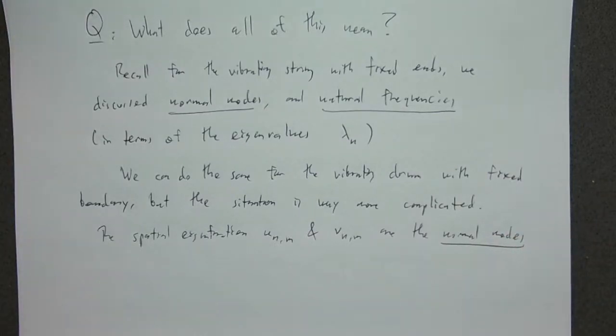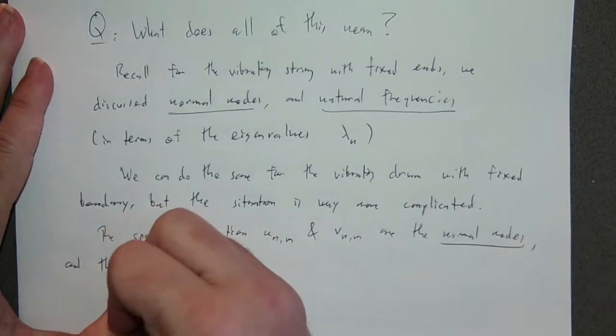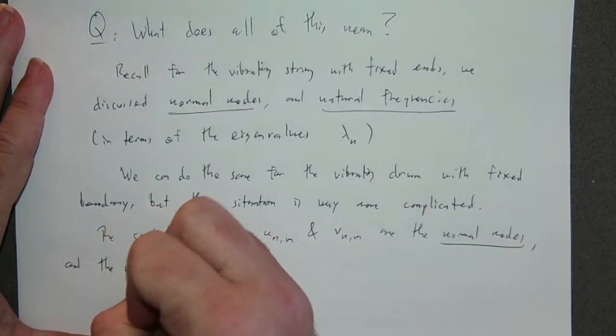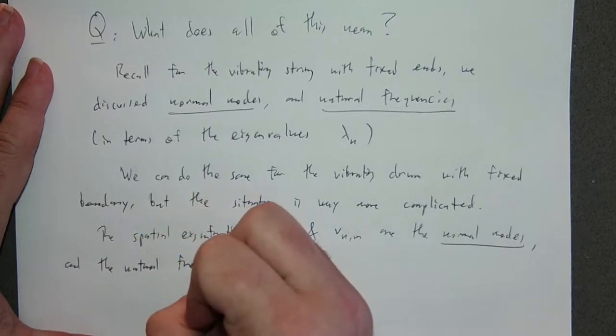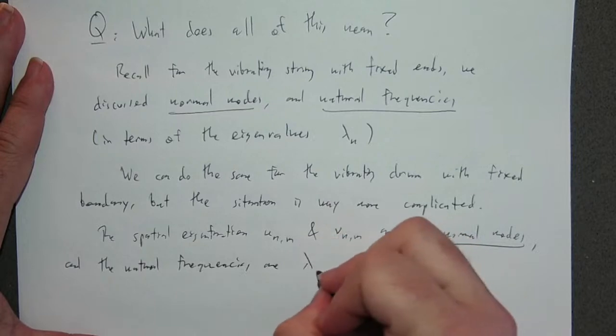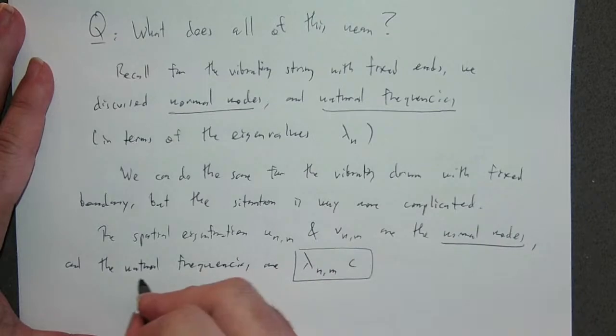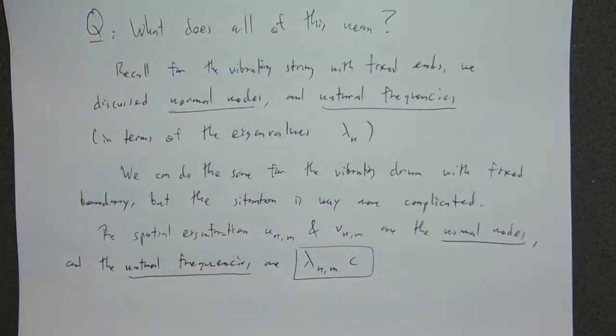Okay, and the natural frequencies are lambda sub nm times c. Those eigenvalues we found as roots of Bessel functions. Okay. What is the interpretation of these things?